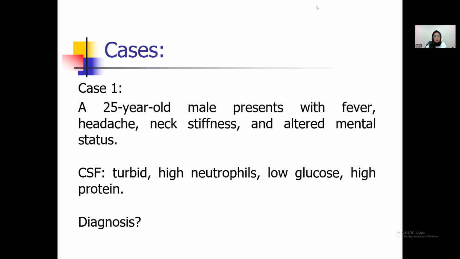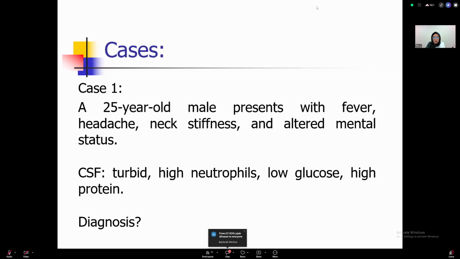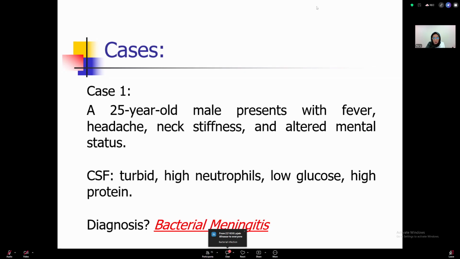So let's study some cases here, just to summarize what we talked about. If we have a 25-year-old male presenting with fever, headache, neck stiffness, and altered mental status, and we find the CSF by microscopic examination is turbid. On cytological examination, we have high neutrophils; in chemistry analysis, low glucose and high protein. So high neutrophils, low glucose, high protein: it's mainly bacterial meningitis.